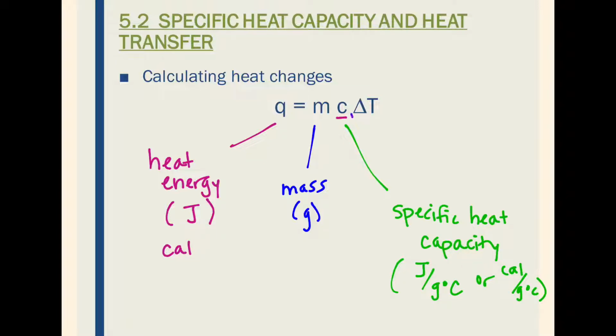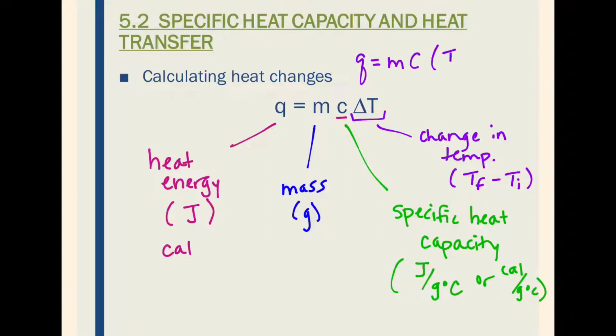And then our delta T, that is our change. Anytime you see delta, that means a change in temperature. And if we're looking at a change, it's always final minus initial. So it'll be our final temperature minus our initial temperature. Okay, so if I want, I could even rewrite my equation to look like this: Q equals MC multiplied by the quantity TF minus TI. We'll see a variety of different examples with these throughout the chapter.